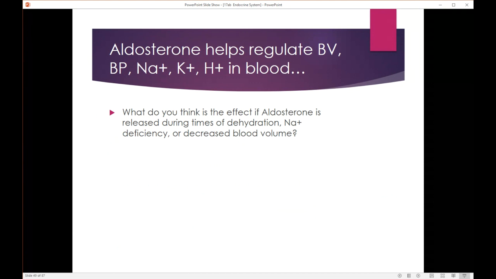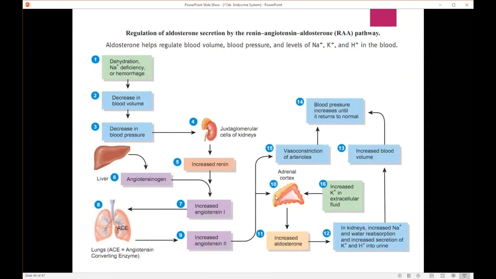So what do you think is the effect of aldosterone? It's released during times of dehydration, sodium deficiency, or decreased blood volume. What do you think? Okay. So this is called the RAA pathway. Okay, it's the renin-angiotensin-aldosterone pathway. And you're going to see this come up several times. So I encourage you to go ahead and start practicing drawing it and getting it memorized. So remember, aldosterone helps to regulate our blood volume, blood pressure, and our levels of sodium, potassium, and our hydrogen ions in our blood.